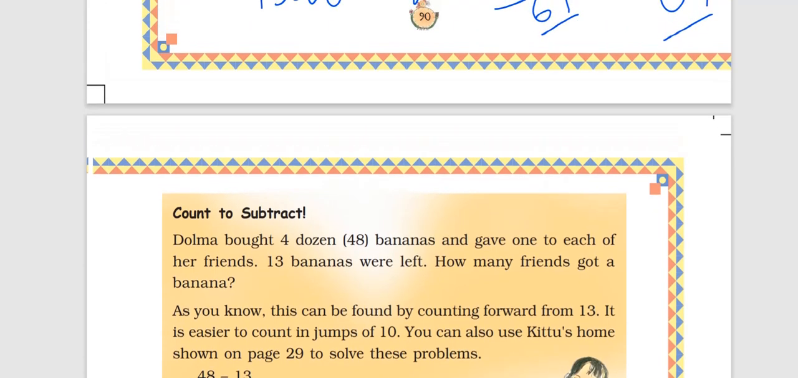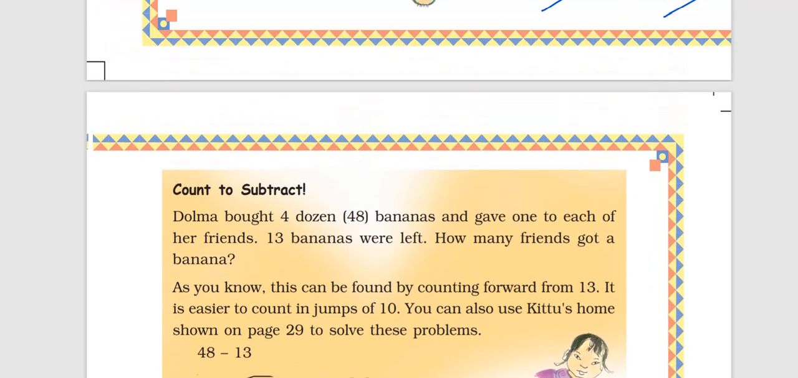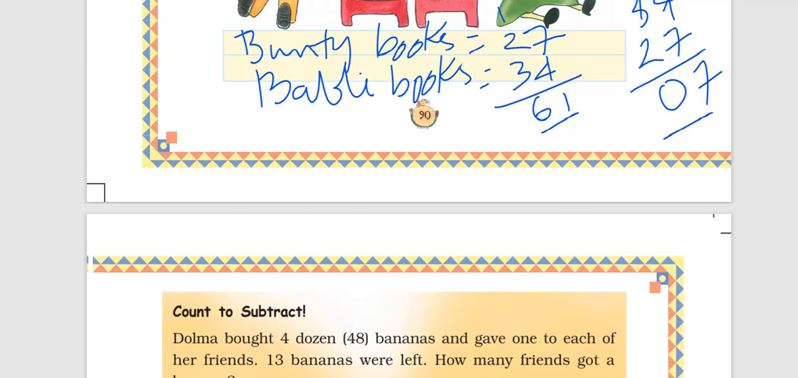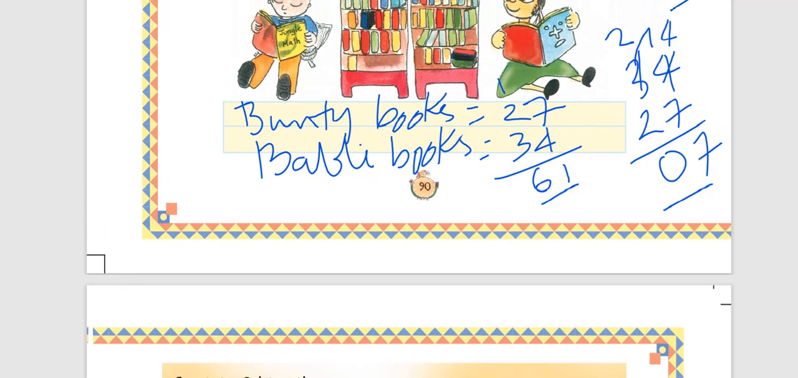Okay, I think this is a good place to stop this part, and we will continue with the last portion of this chapter in the next tutorial video.